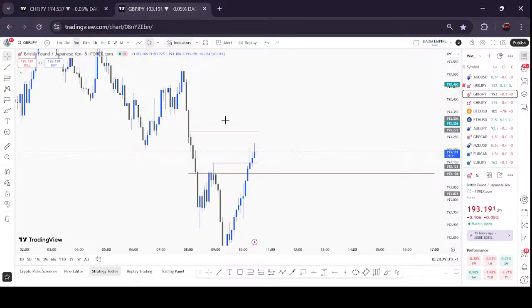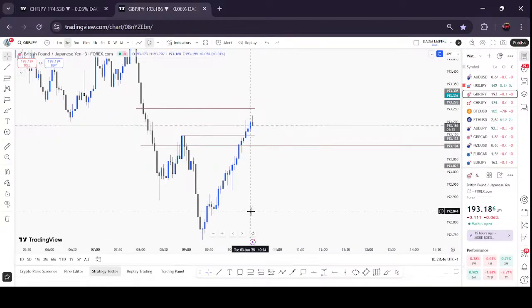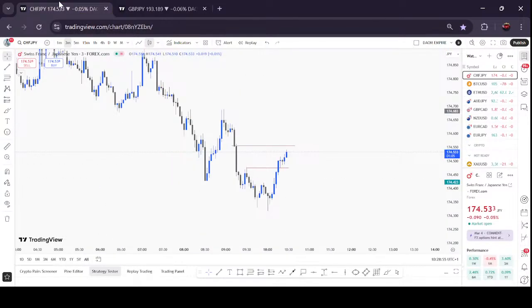CHFJPY is approaching. DJ, come on. DJ is trying to sell. But we are going to be patient. It has not gotten to the level I want it to get to. So let's be patient with it. CHFJPY, keep pushing. I need you above this line, okay?